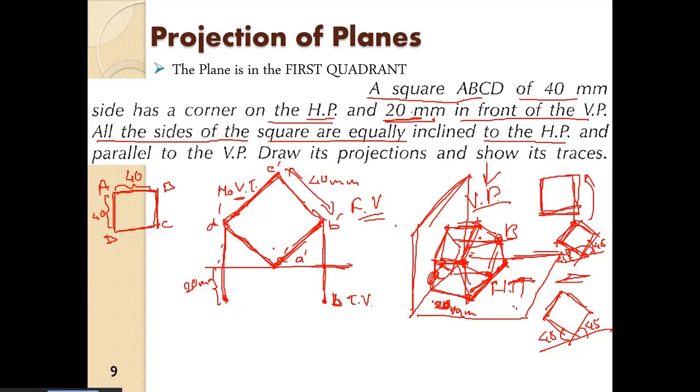C dash we will have here, because when we see from top we will see the point C dash. And this will be the horizontal trace. So we can see it is equal to the diagonal of the square. These are all 45 degrees.